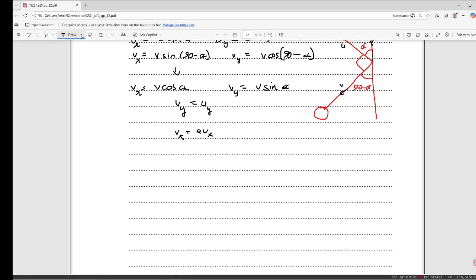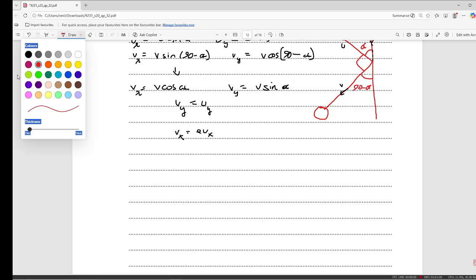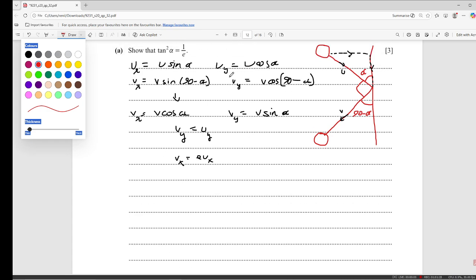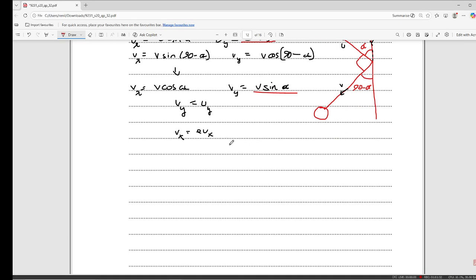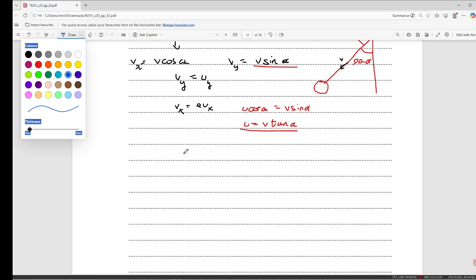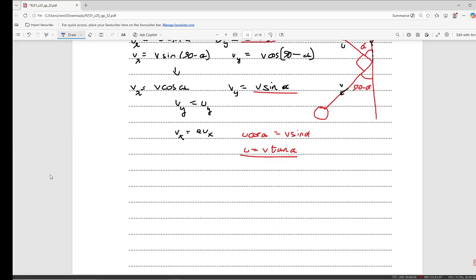So let's solve this one by one. We can start off with the very first one. Vy equals Uy. Uy was u cos alpha, Vy was v sin alpha. So that means that u cos alpha equals v sin alpha. From this I'm getting u equals v tan alpha. Let's leave it at this for now. Now we can solve the other side. How many marks? 3 marks.